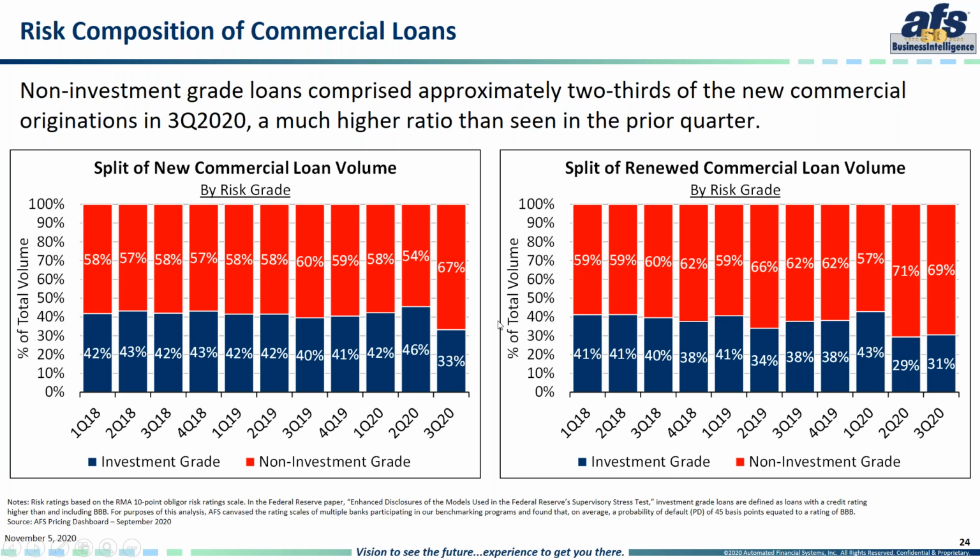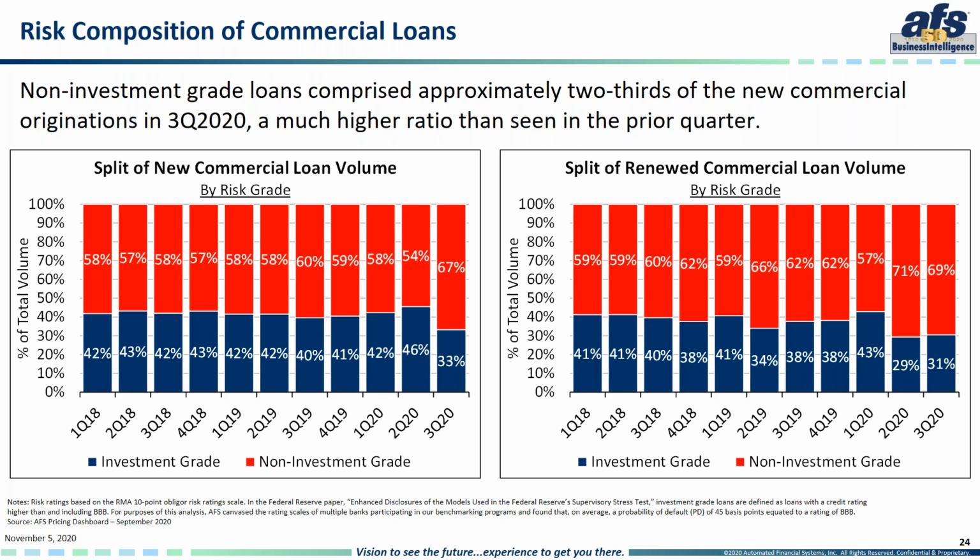Now, analyzing risk and return has always been a focus of these presentations, but more so than ever, we really need to consider how credit quality is influencing and shaping the pricing trends. So the slide that we have here is a risk composition of commercial loans, both C&I and CRE combined. Here we divided the population into investment grade loans, which is the blue series, and non-investment grade loans, which is the orange series. Investment grade loans are those with a credit rating higher than and including BBB.